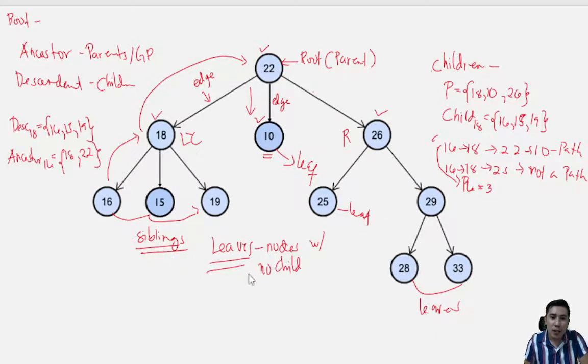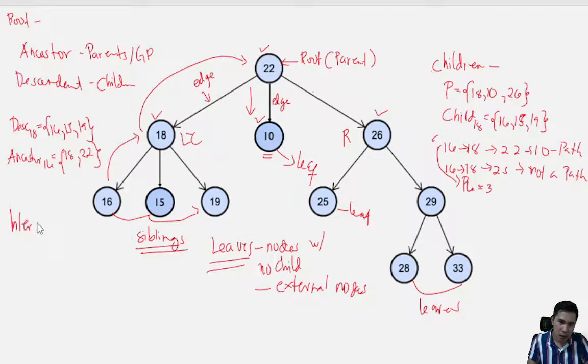So another term for leaves is external node. Now let's talk about parents. By the way, when you talk about 18 and 26, these are actually called internal nodes. So internal nodes are parents. These are parents that have children, except for a root.